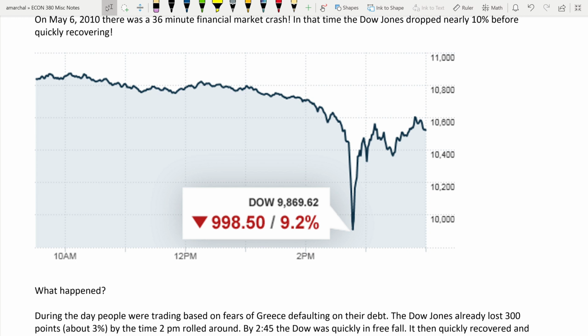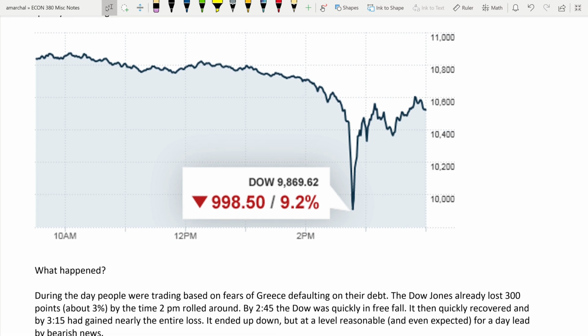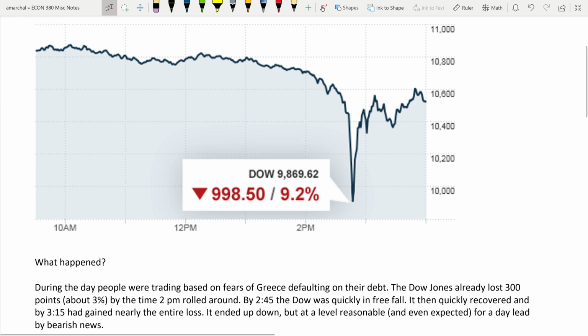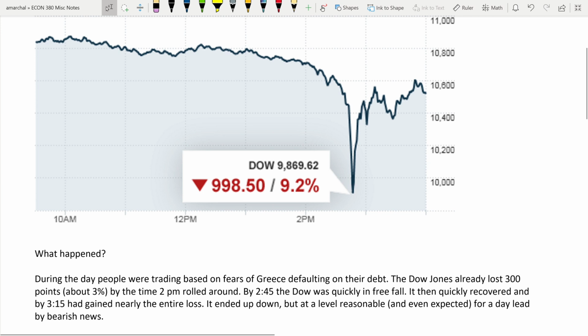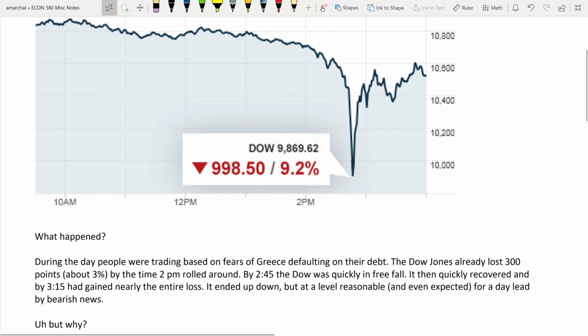And so the Dow Jones had already lost about 300 points by the time 2 p.m. rolled around. So, not a good day for the market by any means, but at the same time, not the end of the world, nothing unusual. But by 2:45 p.m., the Dow just had the floor pulled right out from under it. And by 3:15, it recovered pretty much all of this. It did end up down, but it only ended down about 300 points. So a pretty normal level for a day that is being fueled by bearish sentiments like what this crash was dealing with.